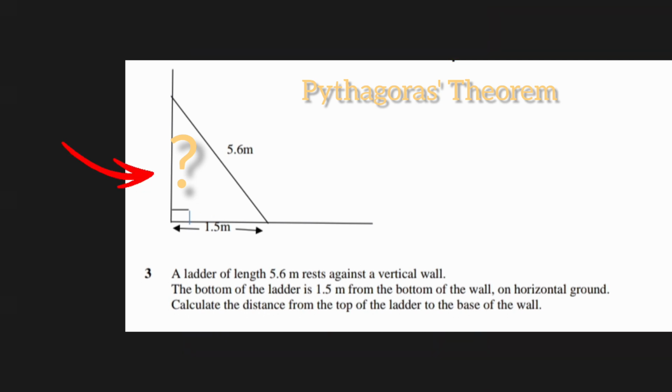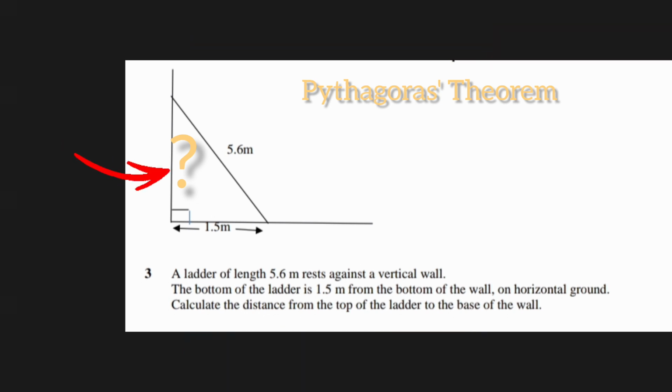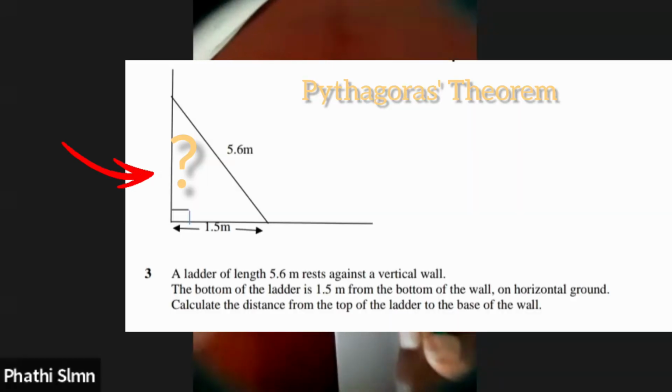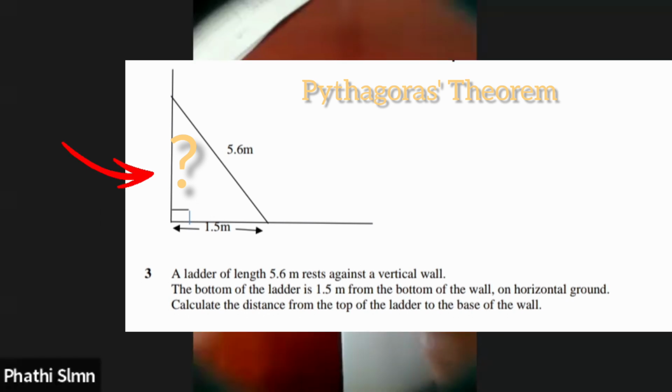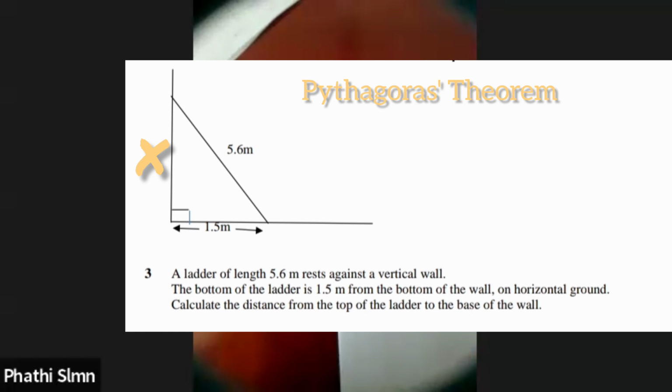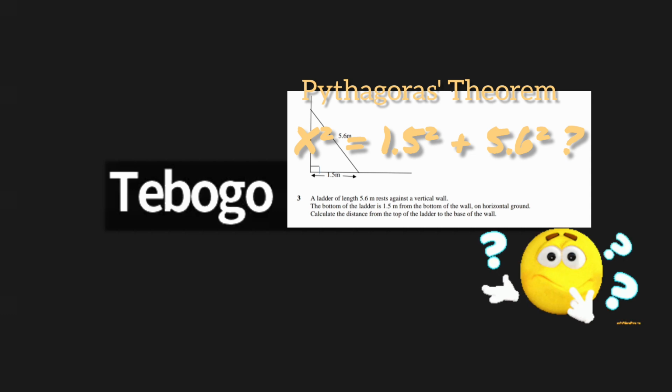Quickly, do you remember the Pythagoras theorem? Yes, it's 1.5 squared. Okay, can we label this side X? This is the side that we need to find out. So we have x squared equals plus 1.5 squared.